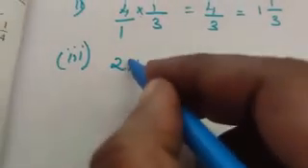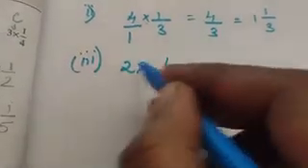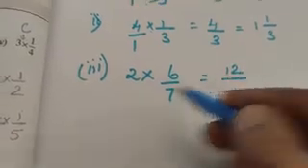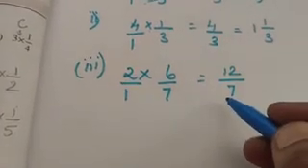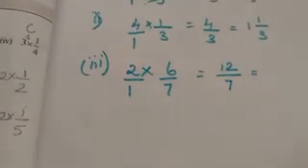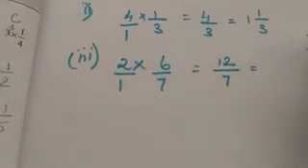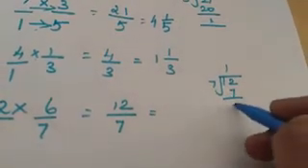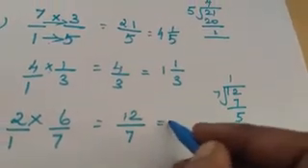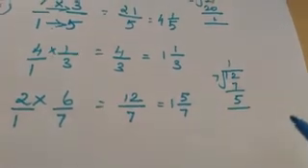The next one: 2 multiply by 6 by 7, right? So 2 into 6 is 12 upon, here the denominator is not there, so 1 into 7 is 7. Here also you could not reduce to lowest form, but we can write it as a mixed fraction. So 12 upon 7. 12 divided by 7: 7 goes one time only. 12 minus 7 is 5. So the answer is 1 and 5 upon 7. The rest of the sums I hope you can do on your own, because there is nothing difficult in this.